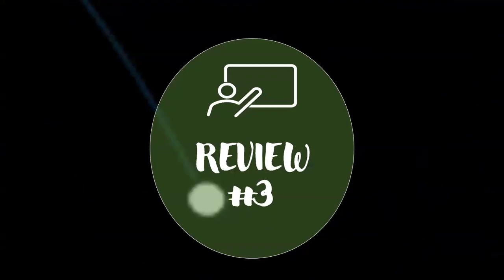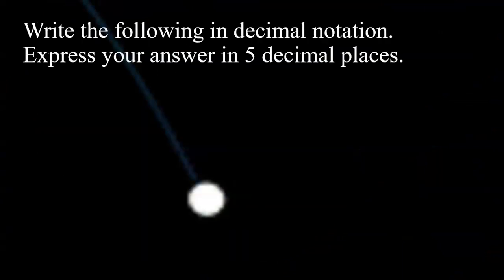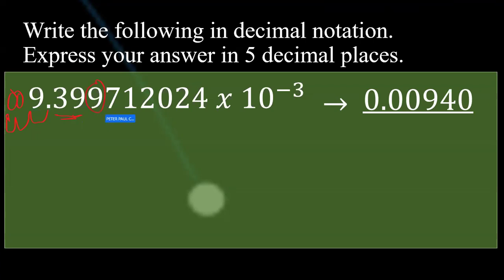Next, we move to scientific notations and their equivalent decimals. Express these notations in 5 decimal places. Let's have the first one: 9.399712024 times 10 raised to negative 3. What we do here is move 3 decimal places to the left, so that will be 00. The answer becomes 0.00940. How did we arrive at 40? Because there's a 9 there, then what comes after is 40.